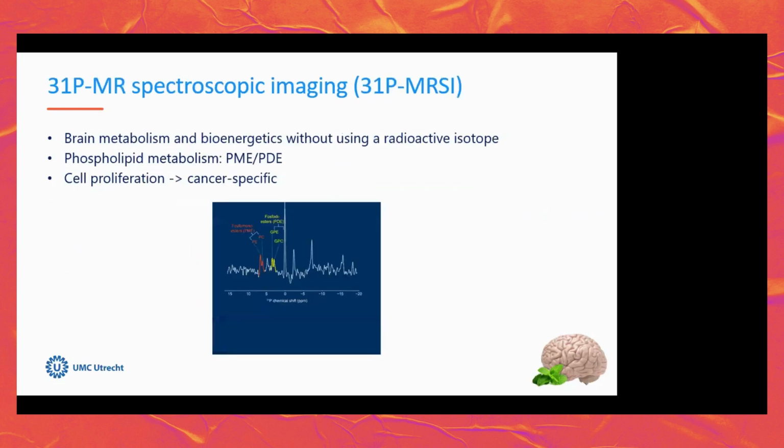The phosphorus MR spectroscopic imaging is a novel MRI technique which helps to study brain metabolism and bioenergetics without the use of radioactive isotopes. Phospholipid metabolites such as PME and PDE can also be detected with this technique, and these metabolites are related to cell proliferation, which are present in conditions with high cell turnover, which is cancer specific.